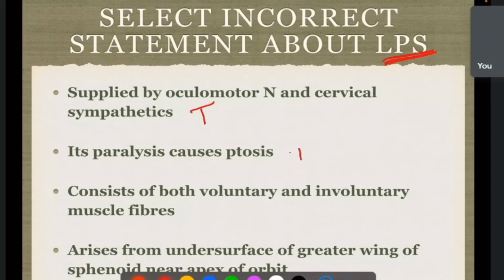Then it consists of both voluntary and involuntary muscle fibers. Is it true or false? True. Then it arises from the undersurface of the greater wing of the sphenoid near the apex of the orbit. False. What is the answer? Lesser wing. It arises from the lesser wing. Yes. Good.